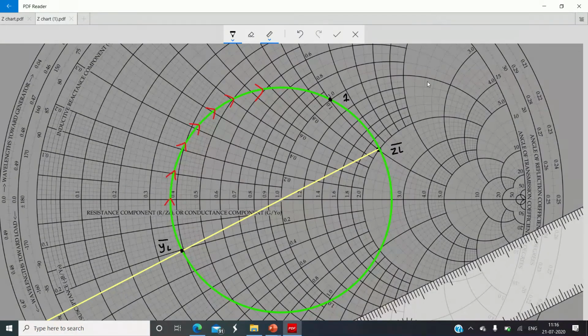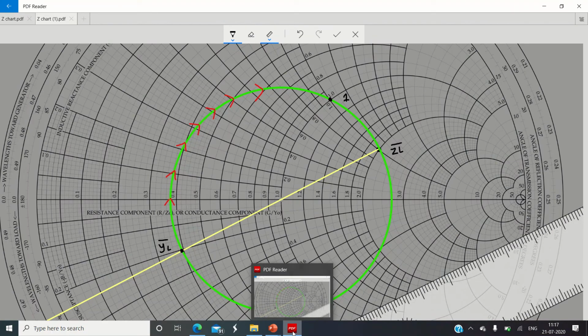Please remember, this is now called the unit conductance circle because we have transformed the impedance chart into an admittance chart. So the unit resistance circle became the unit conductance circle, right? When we find the intersection with the unit conductance circle, that point we denote with 1. So you need to write the admittance at point number 1.